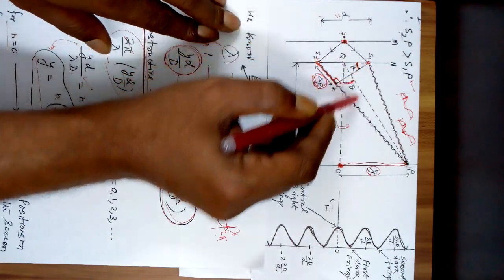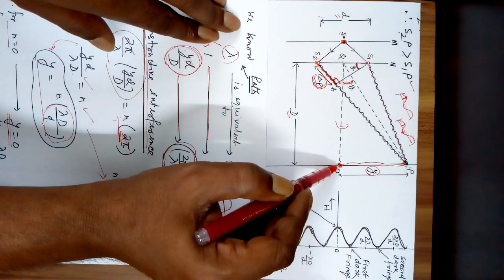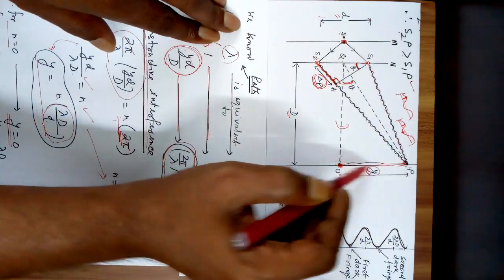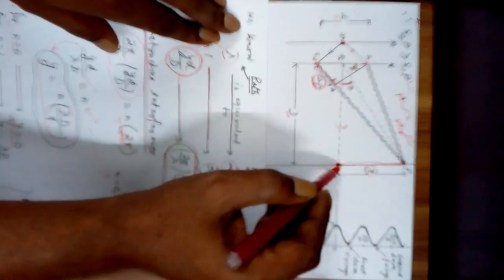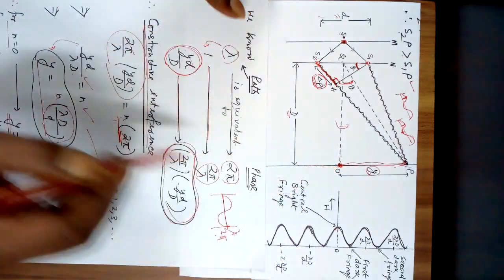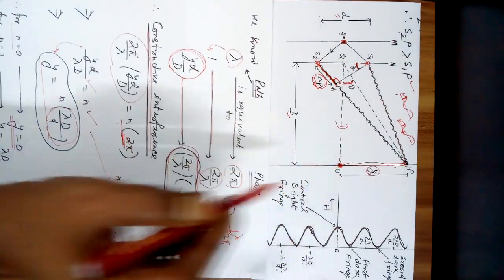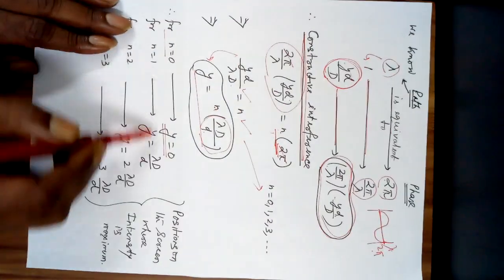Means the wave from here and the wave from here, when they arrive here, they are of course arriving at all points on the screen. So when they are arriving at O, this point has a constructive interference, which means intensity is maximum at y is 0.